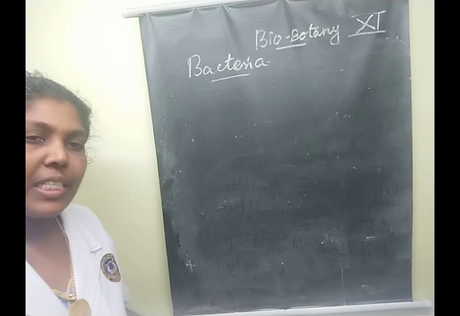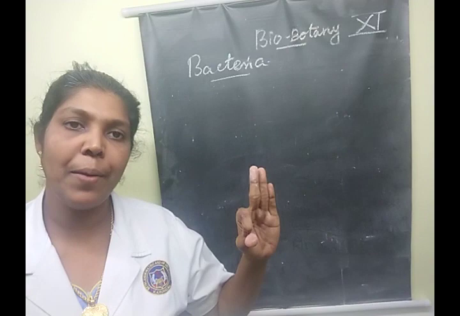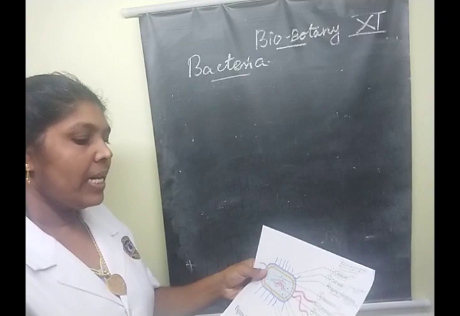Shall I ask one question, children? What are the shapes of bacteria? Coccus. Very good. Bacillus, spirillum, vibrio. Okay, clear. So these are the four shapes of bacteria. The next one is the ultrastructure of the bacterial cell.